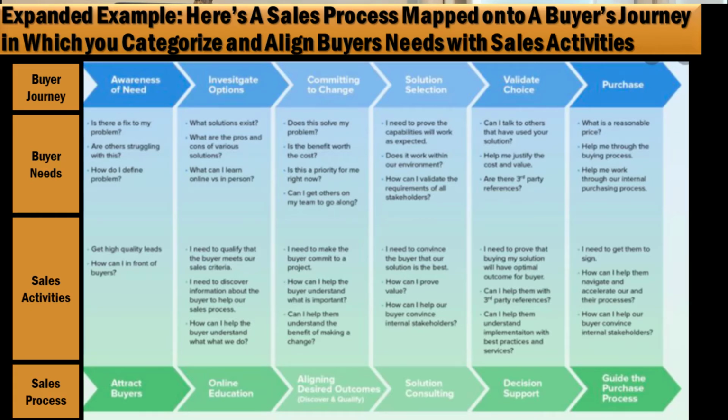You can see at the top are the stages of a buyer's journey. This isn't necessarily the same one as XYZ, but you can see the buyer's journey is they've developed some awareness of a need. They're going to investigate the options, so that does kind of fit. They're going to commit to some change, so they're going to say we actually are going to make a change. Then they're going to select a solution, like which one of these vendors or solutions do we want. They may do a validation step, which I didn't necessarily have in my draft: is this really going to work for me? And then they're going to make the purchase.